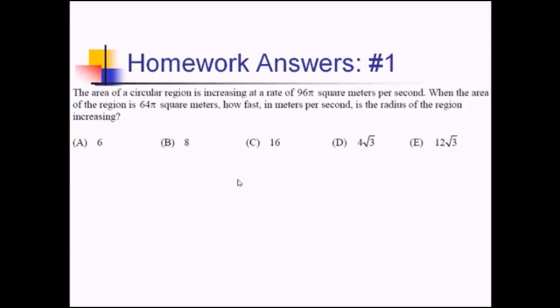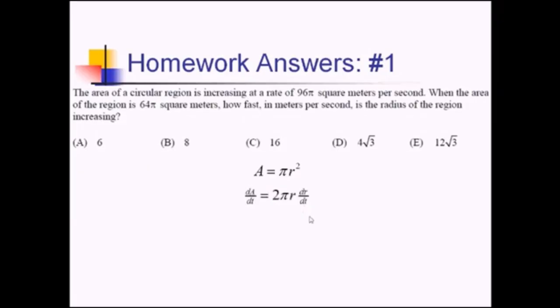So the area formula for a circle would probably be a good place to start. A equals pi r squared. And let's go ahead and take the derivative of everything here. So that'll be dA over dt on the left, and we're taking the derivative of everything with respect to time. So we've got 2 pi r dr over dt on the right side.